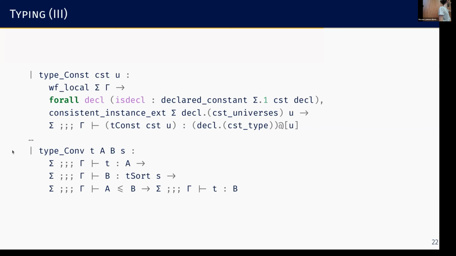The conversion, that's the use of cumulativity here. If you have any term T with a given type A, that's a valid type, and B is larger than A, then you can also assign the type B to T. So really subtyping, the usual subtyping rule.